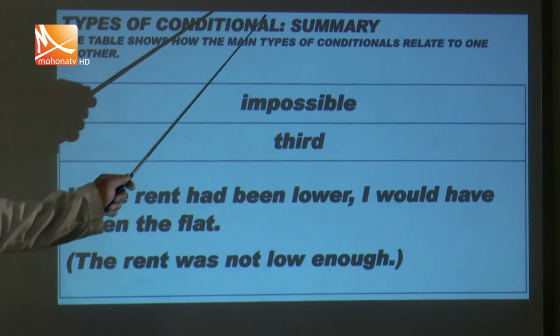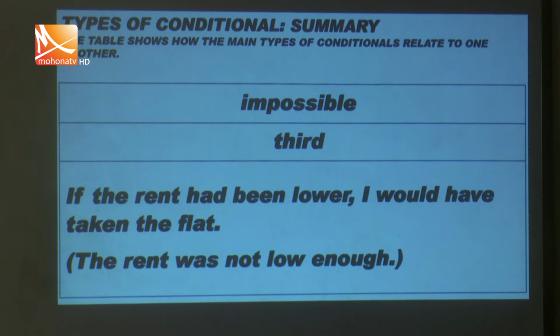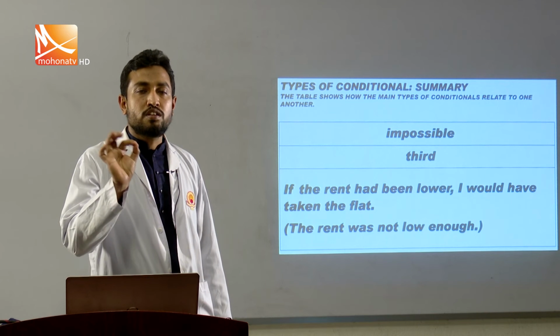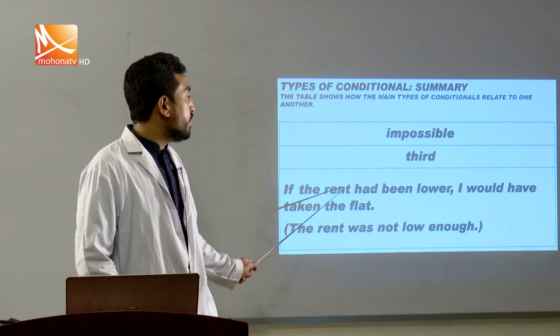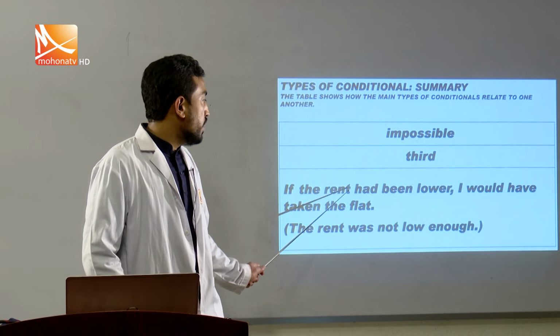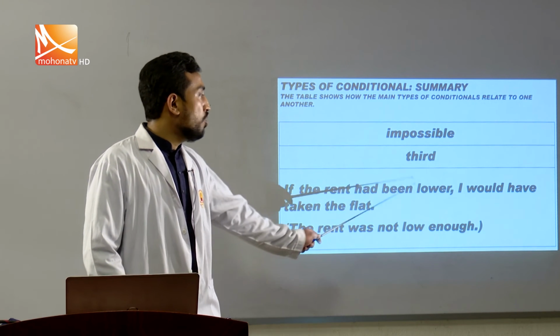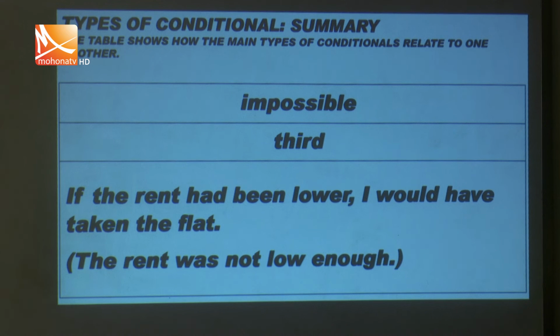Now the types of conditional summary, another one, the third conditional. We have learned it. Third conditional means less possibility, not less possibility, it is zero possibility. It has happened in past. If the rent had been lower, I would have taken the flat. So the rent was not low enough. Actually the rent was not low enough. That's why I haven't taken the flat. But I am wishing that if it was low or had been lower, I would have taken the flat. Real situation, so there is zero possibility. Okay.